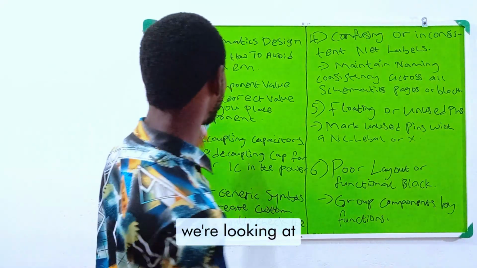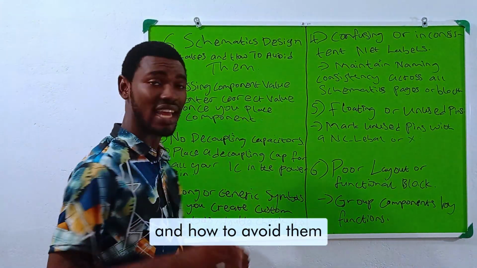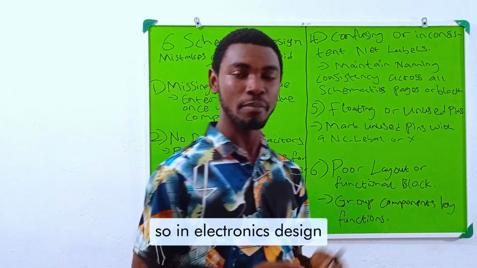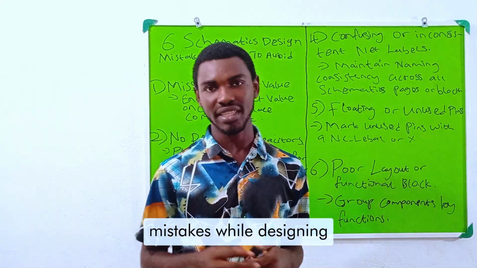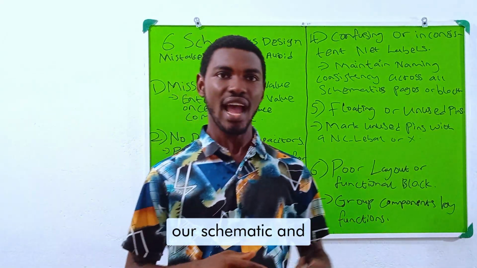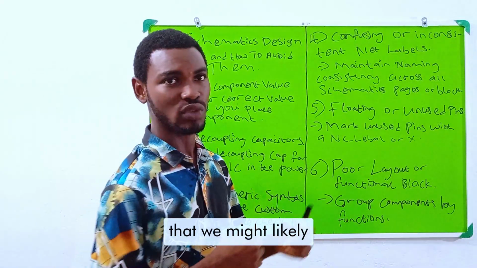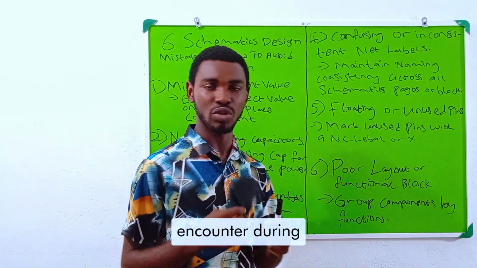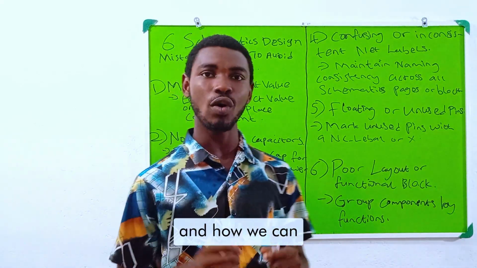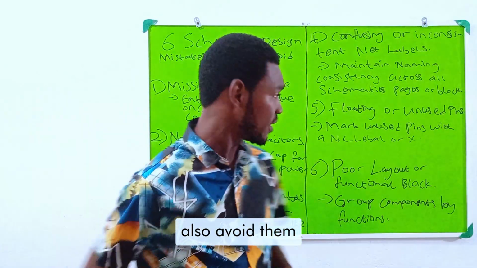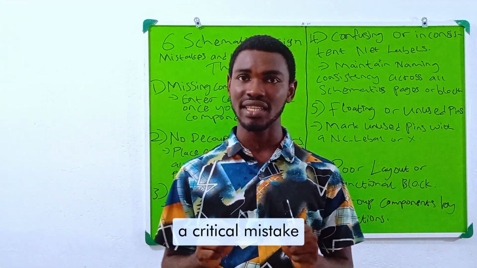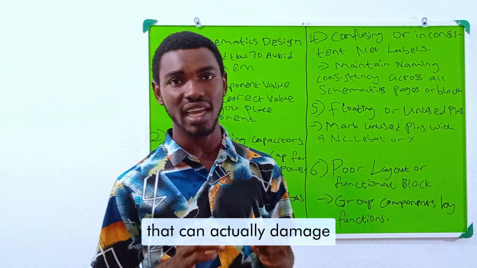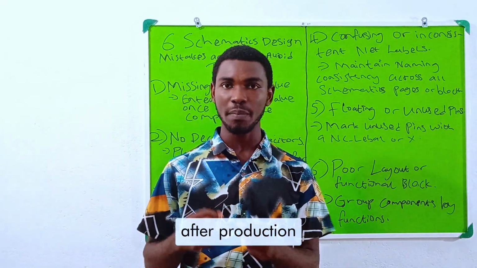And today we're looking at 6 schematic design mistakes and how to avoid them. So, in electronics design, there are times that we do make mistakes while designing our schematic, and we're going to look at some of the mistakes that we might likely encounter during schematic design and how we can also avoid them. Missing component value. This is a critical mistake that can damage our entire board after production.